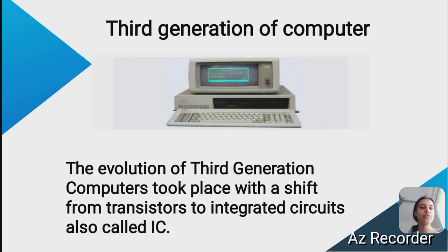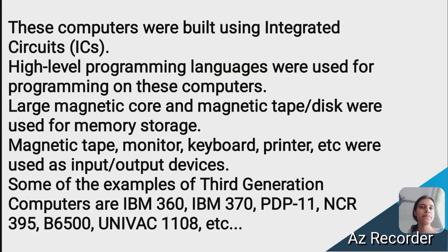Third generation of computer. In third generation of computer, the evolution of third generation computers took place with a shift from transistors to integrated circuit, also called IC. These computers were built using integrated circuits. High level programming language were used for programming on these computers. Large magnetic core and magnetic tape or disk were used for memory storage.